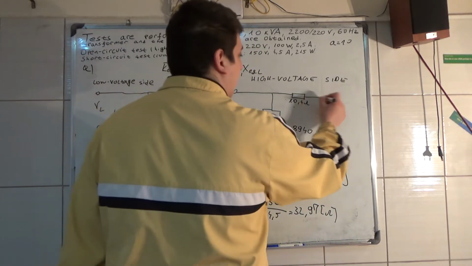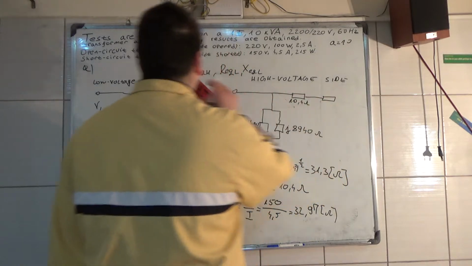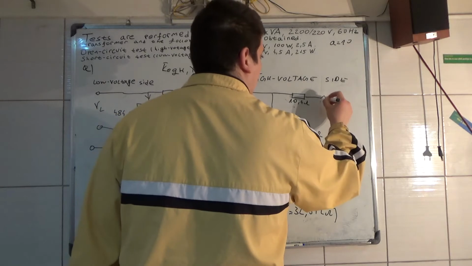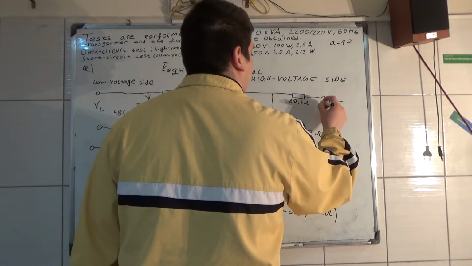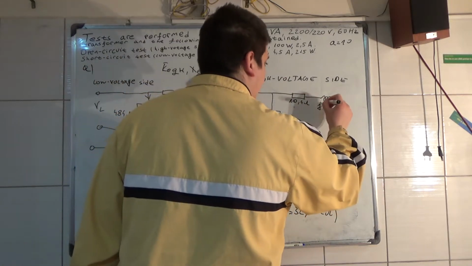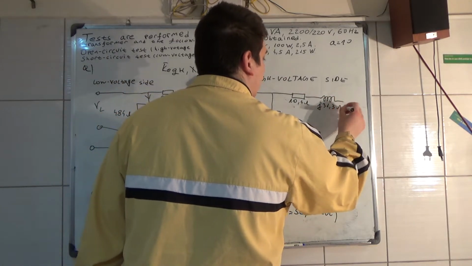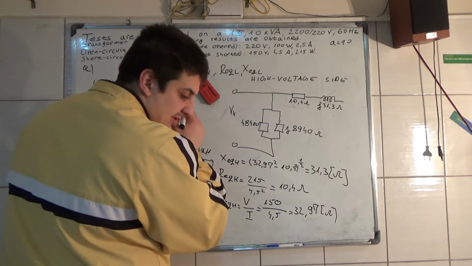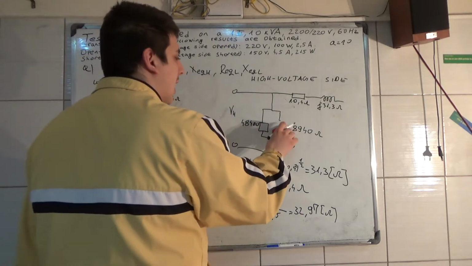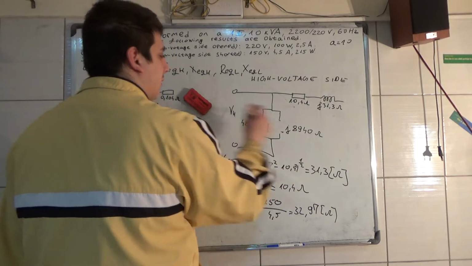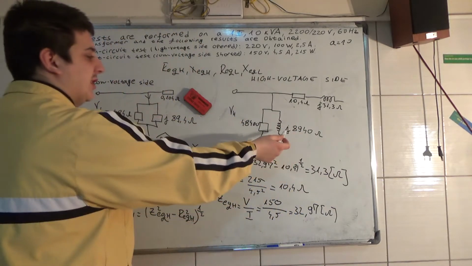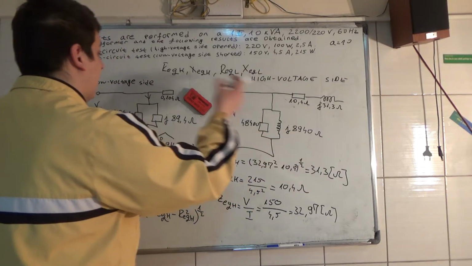So here now we have the equivalent reactance, 31.3 ohms. Now here, instead of the resistor, I made a mistake, I should have put an inductor. So you know this is a reactive impedance.